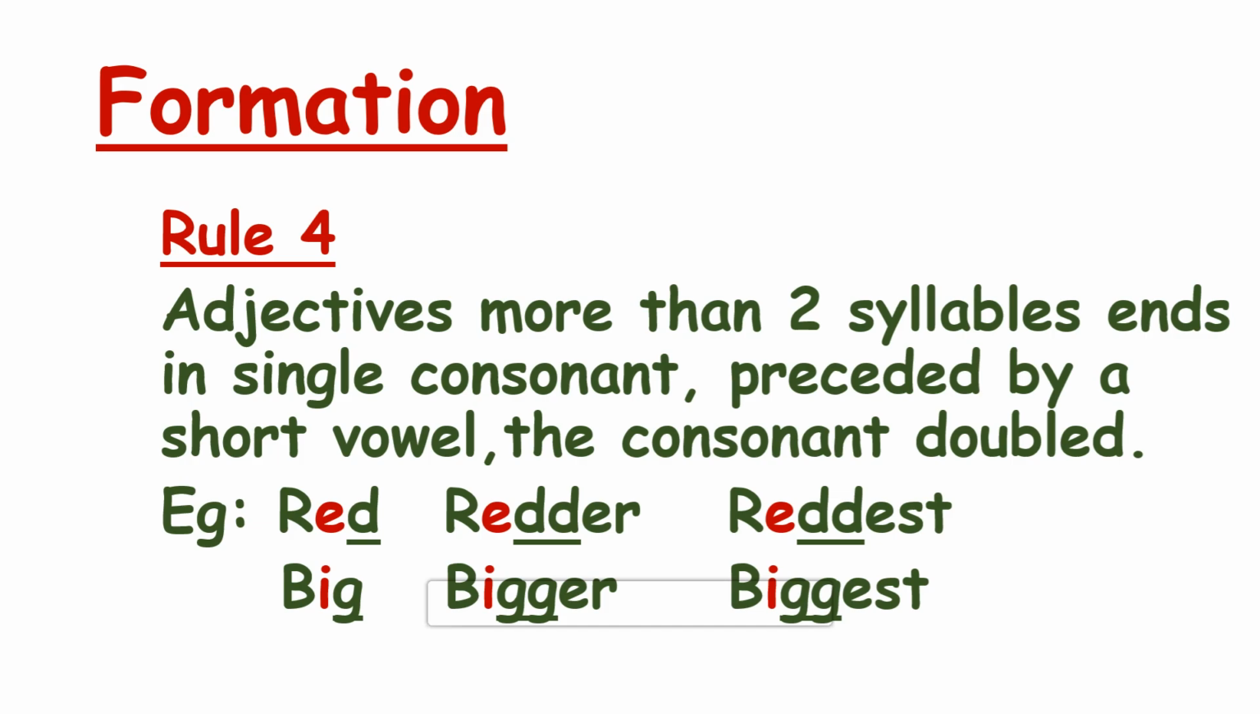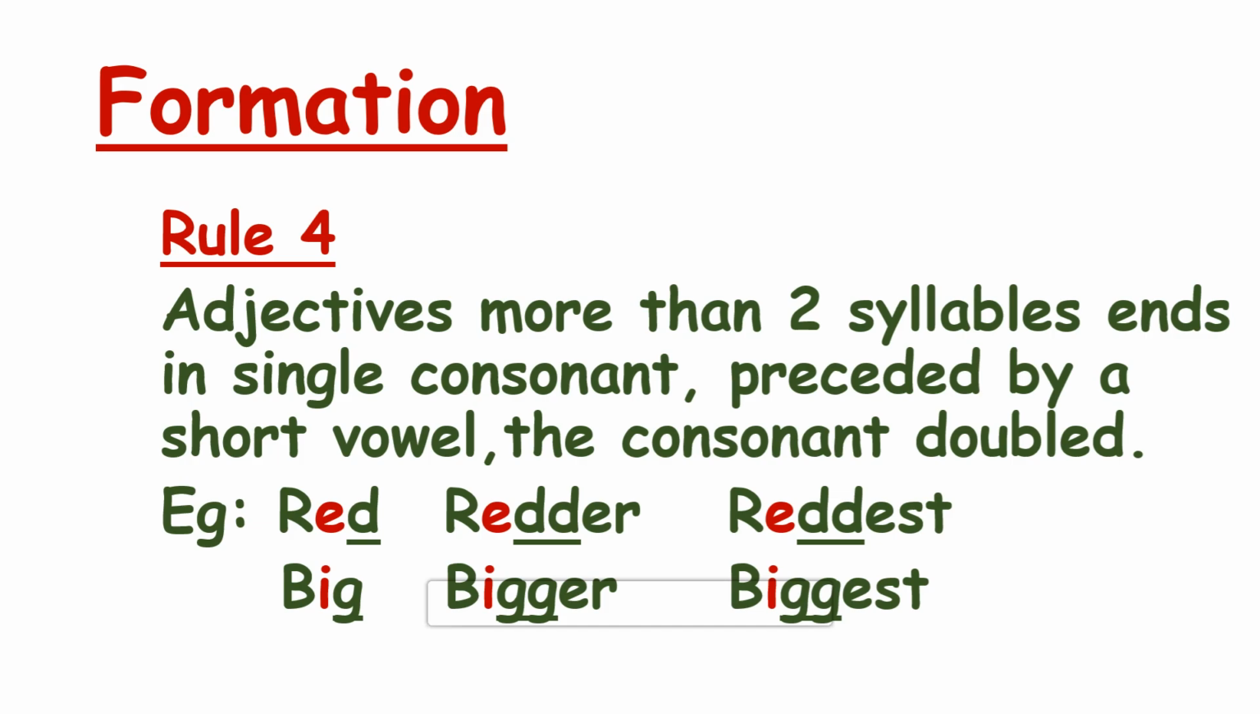Sorry students, one mistake is there. It should be adjectives of one syllable, not more than two syllables. Here there is a misprint. Here it is written, adjectives more than two syllables. No, it's wrong. It should be adjective of one syllable, because red and big are one syllable. If we say beautiful, wonderful, these are of two syllables or more. So here it should be: adjective of one syllable, ending in a single consonant, preceded by a short vowel, the consonant is doubled. You can see these two examples, red and big.